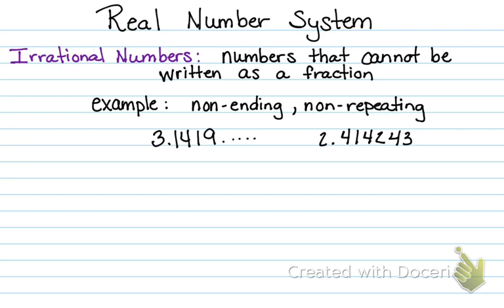It's not 414141, okay? So don't confuse this with something like 0.33333. That is actually a repeating decimal, and it can be written as a fraction. So we're looking for something that is irrational, doesn't have a pattern, doesn't make sense. It just goes on forever, and it cannot be turned into a fraction.